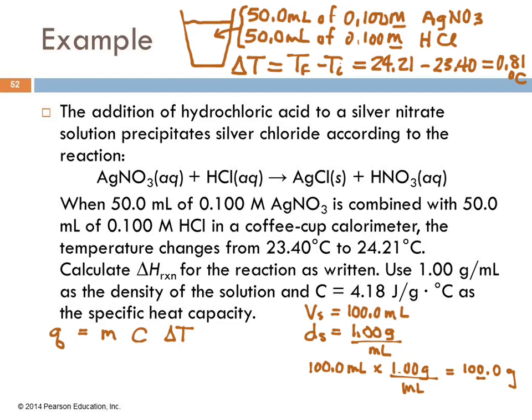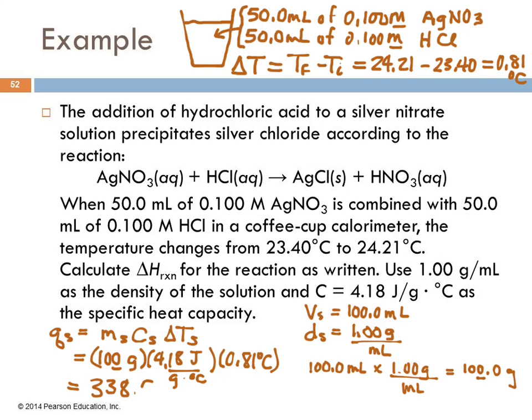So to calculate Q for the solution, we need the mass of the solution, the specific heat capacity of the solution, the change in temperature of the solution. So we've got 100 grams times 4.18 joules per gram degrees Celsius times our change in temperature. 100 times 4.18 times 0.81. So this equals 338.58.